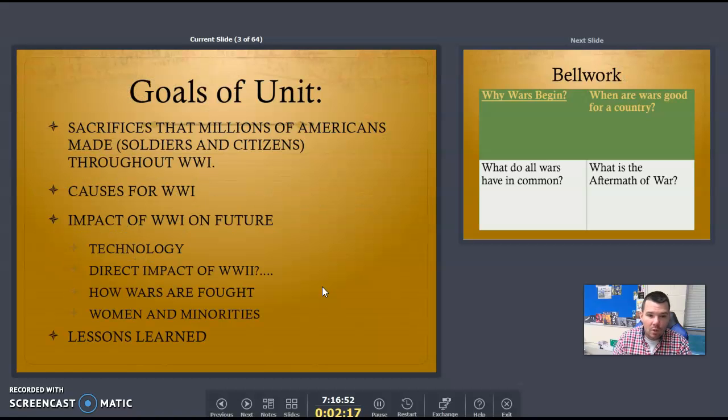That's a huge process. So what are our goals? Our goals for the unit are to understand what sacrifices millions of Americans made. Yes, soldiers, absolutely. But also citizens, government, and industry back at home. There were things Americans were asked to do at home to help out in the war effort. We'll get into that. What were the causes of the war? What's the impact of World War I on the future? Technology, World War II, how wars are fought, women and minority groups, and ultimately, what lessons can we learn from this war? These are all things we're going to be focusing on over the next couple of weeks.